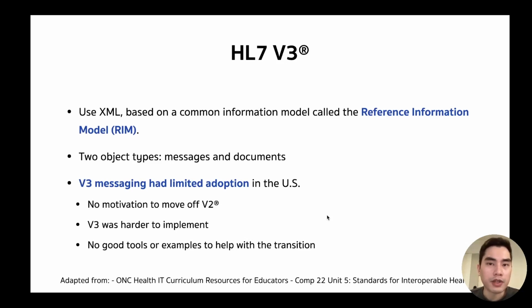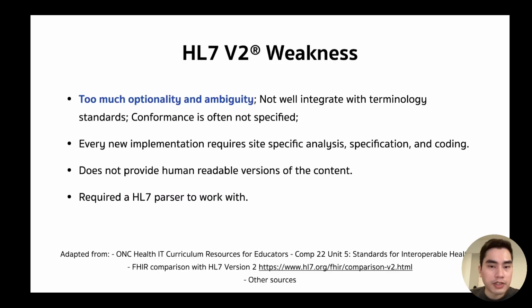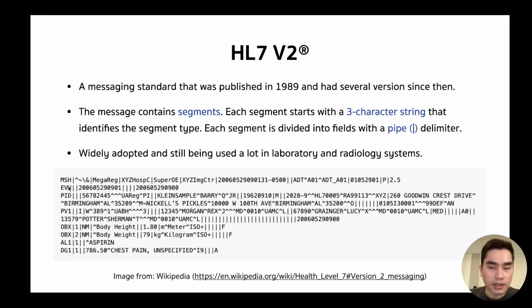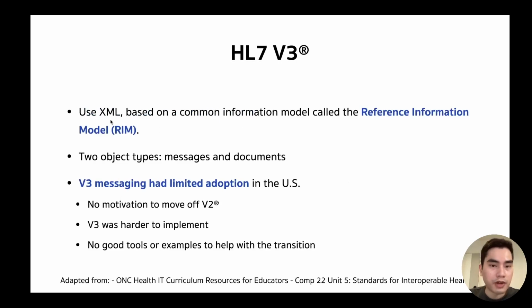After people used version 2 for a while and started realizing its weaknesses, HL7 came up with a new version to solve the problems of V2, called HL7 version 3. Previously, they used a message like this. They switched to the XML standard, and they have a common information model called the reference information model. It's the base of everything. And there are two object types, messages and documents.